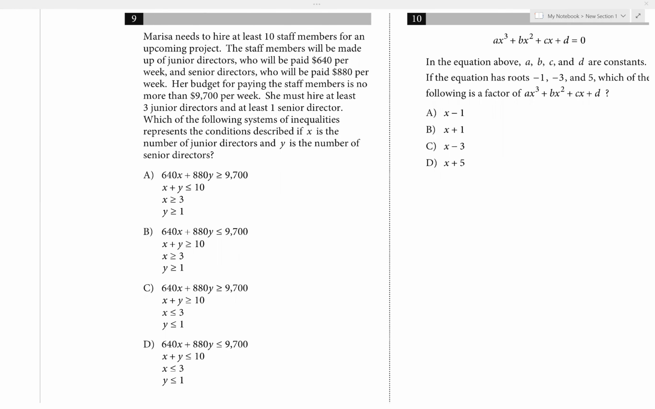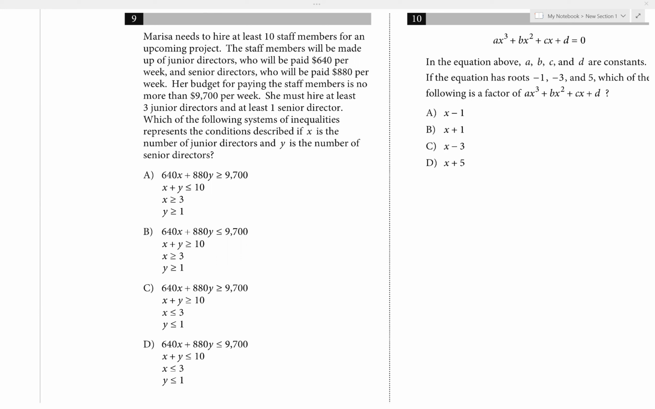All right, number 9. Marisa needs to hire at least 10 staff members for an upcoming project. The staff members will be made up of junior directors, who will be paid $640 per week, and senior directors, who will be paid $880 per week. Her budget for paying the staff members is no more than $9,700 per week. She must hire at least 3 junior directors and at least 1 senior director. Which of the following system of inequalities represents the conditions, if X is the number of junior directors and Y is the number of senior directors?